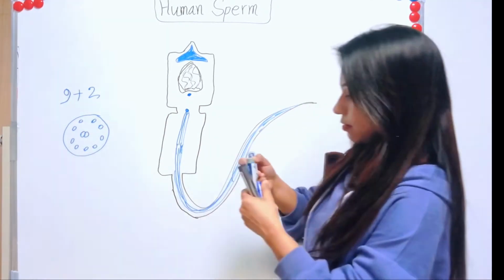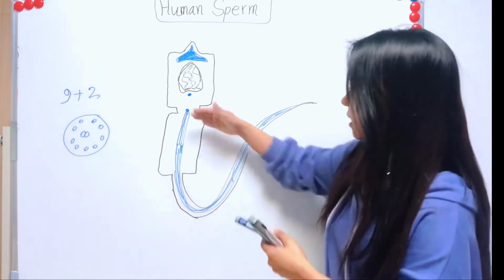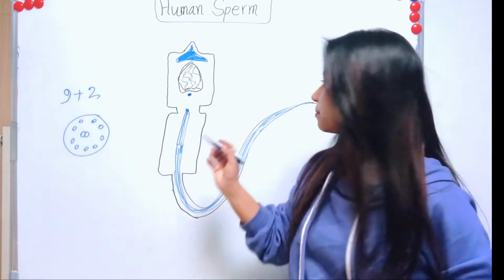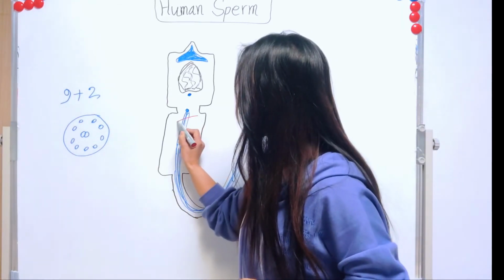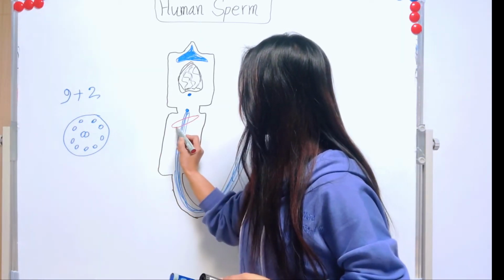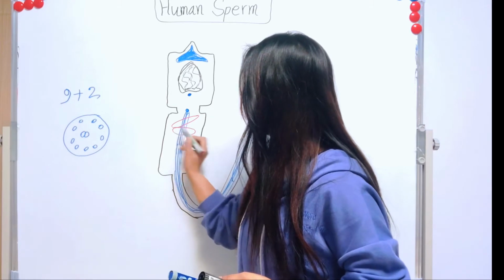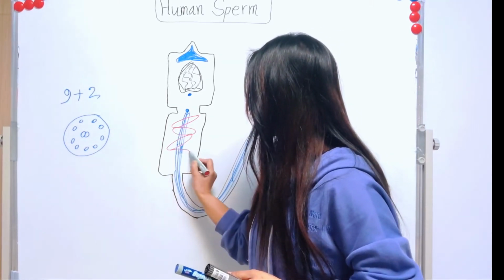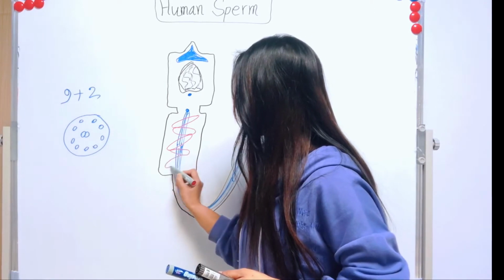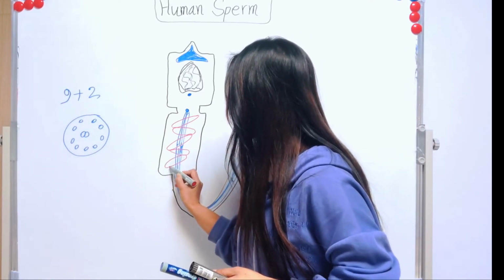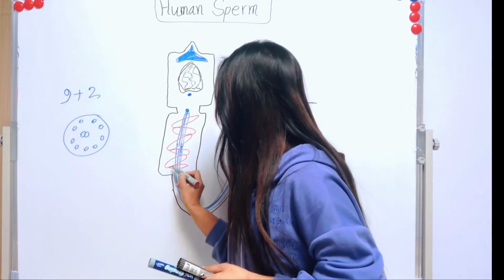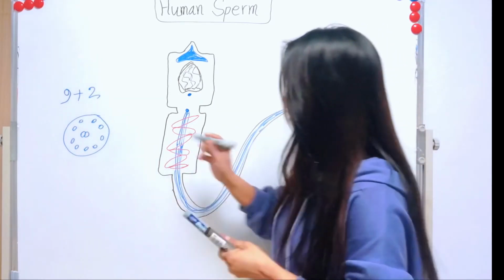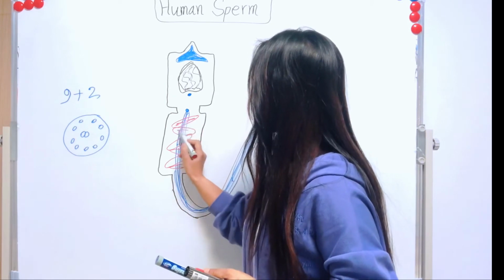Then this is the middle piece. The middle piece is filled with numerous mitochondria, like this. These mitochondria are present spirally. These mitochondria produce energy so that the sperm can move. So these are mitochondria.